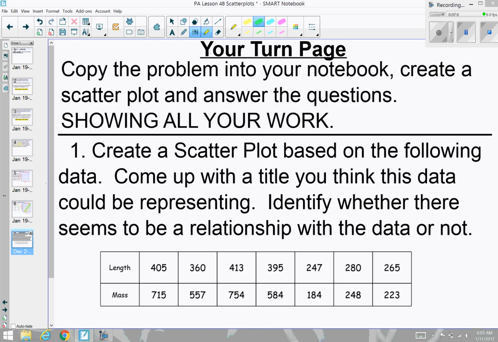All right, tonight your turn page is this data below. I'd like you to copy this problem into your notebook, create your own scatter plot, and answer the questions. Make sure to put a title on your data, and then I want you to identify whether there seems to be a relationship with the data or not. And here's your data. Okay? Good luck. We'll see you next time.